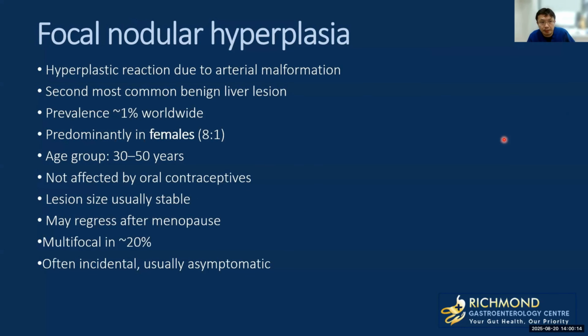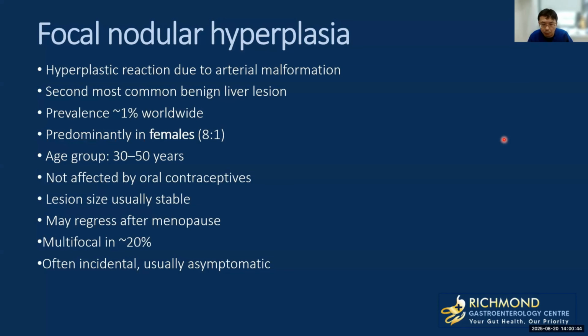Focal nodular hyperplasia. It is a hyperplastic reaction related to the arterial malformation. It's probably the second or the third most common liver lesion. Mainly occur in female, and it is not related to oral contraceptive, but it is related to the female hormone. So therefore, the peak age is usually 30 to 50s. After menopause, the lesion can regress.